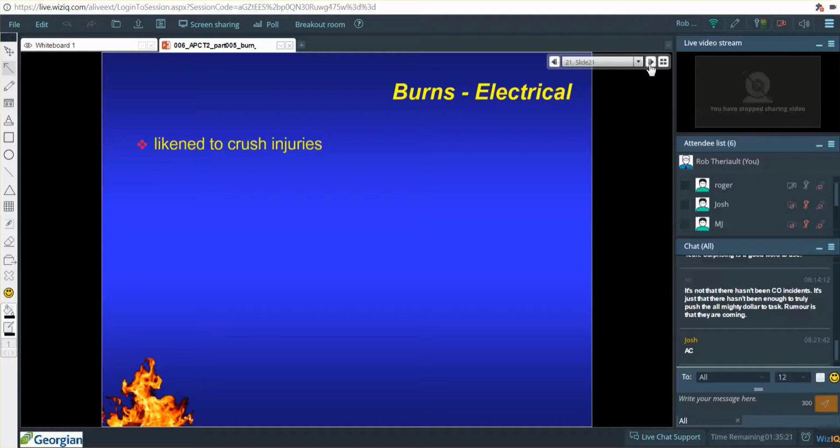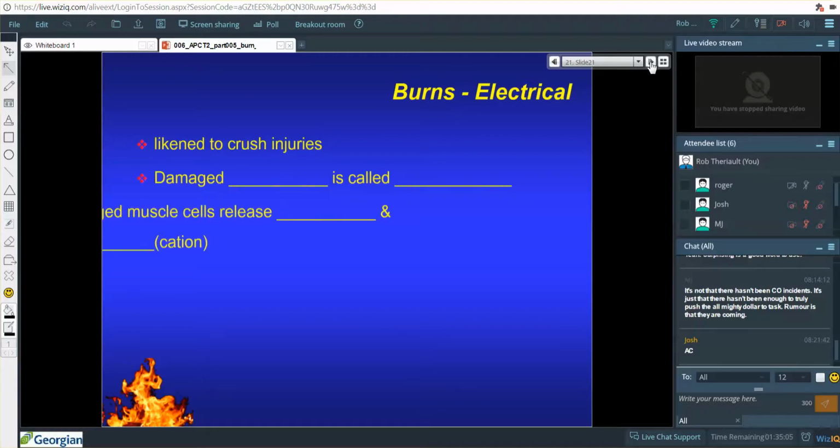So burn injuries have been likened to crush injuries in the sense that when you superheat the muscle, skeletal muscle, it can become damaged, resulting in the release of potassium and myoglobin. And myoglobin can clog the nephrons. So that's what the blanks are all about here.